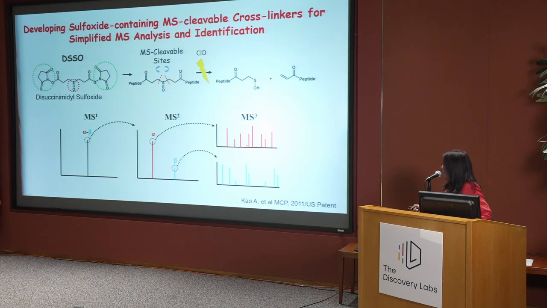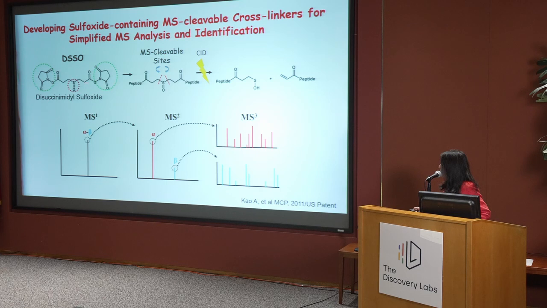So the first one we developed is called disuccinimidyl sulfoxide, and in short, it's called DSSO. The key is the central sulfoxide, introducing an MS-cleavable bond, and this bond is much weaker than the peptide backbone. During the mass spec analysis in the MS1 stage, you detect the parent ion. In the MS2 stage, you can cleave the cross-linked peptide into individual peptides, and then you can do the stage 3 mass spec, and each individual peptide can be fragmented. This spectrum is much simpler, and you can use conventional database searching tools to analyze it.